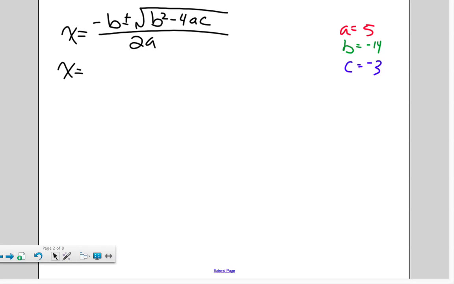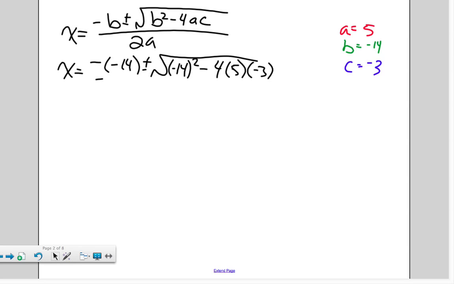Okay, so minus b, so minus 14 plus or minus the square root. You know, the quadratic formula is kind of boring because it's just plugging in numbers. It's a lesson on can you plug in the numbers, which some kids like because it requires no thinking. But it is what it is. Minus 4, a is 5, and c is negative 3, all over 2 times 5.